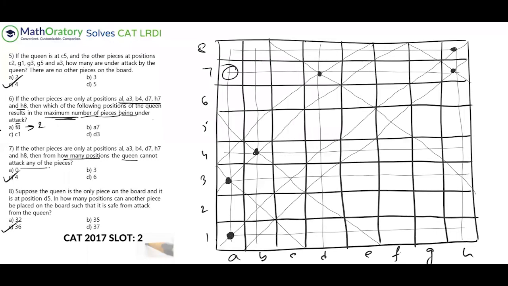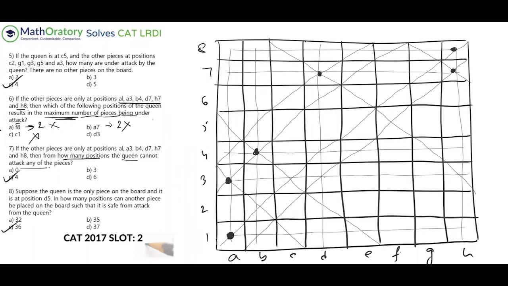A7 is also 2 pieces. So we can eliminate both of these options because both cannot be the answer. C1 is again 2, right? So this also cannot be the answer. D3 should be the answer. Let's check this out. So D3, yes.